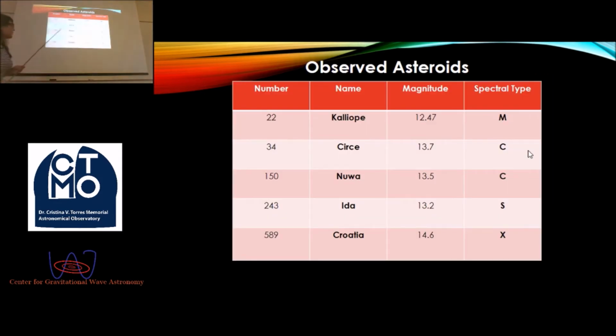These are the asteroids that I observed. I actually observed 12, but I wasn't able to include all 12 because I'm waiting for someone who's willing to continue the observation of the other asteroids. The first asteroid I observed was 22 Calliope, sorry if I'm saying the wrong name, with a spectral type of M, then 34 Circe with a spectral type of C, 150 Nuwa with spectral type of C as well, 243 Ida with spectral type of S, and 589 Croatia with spectral type of X, with their brightness magnitude between 12 and 14.